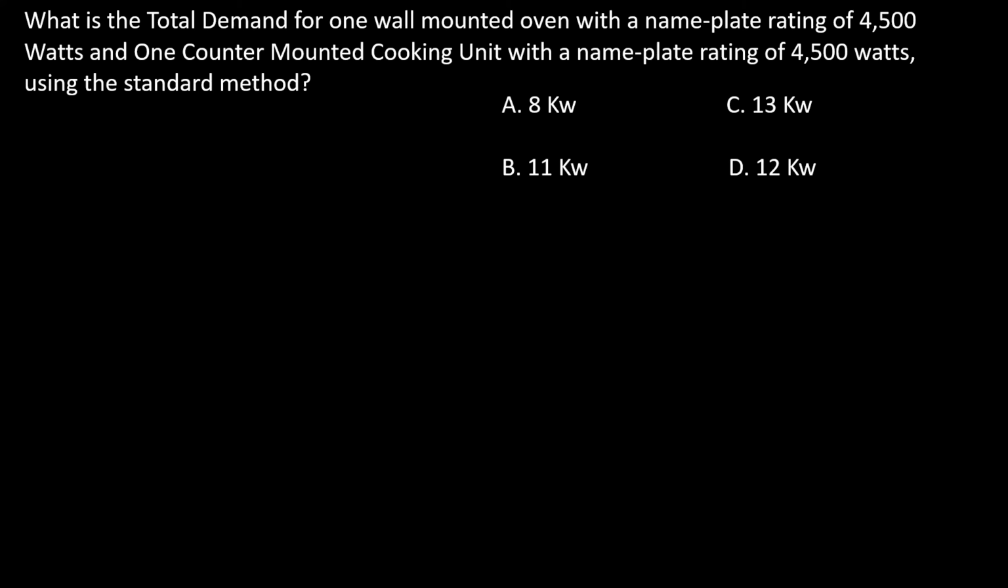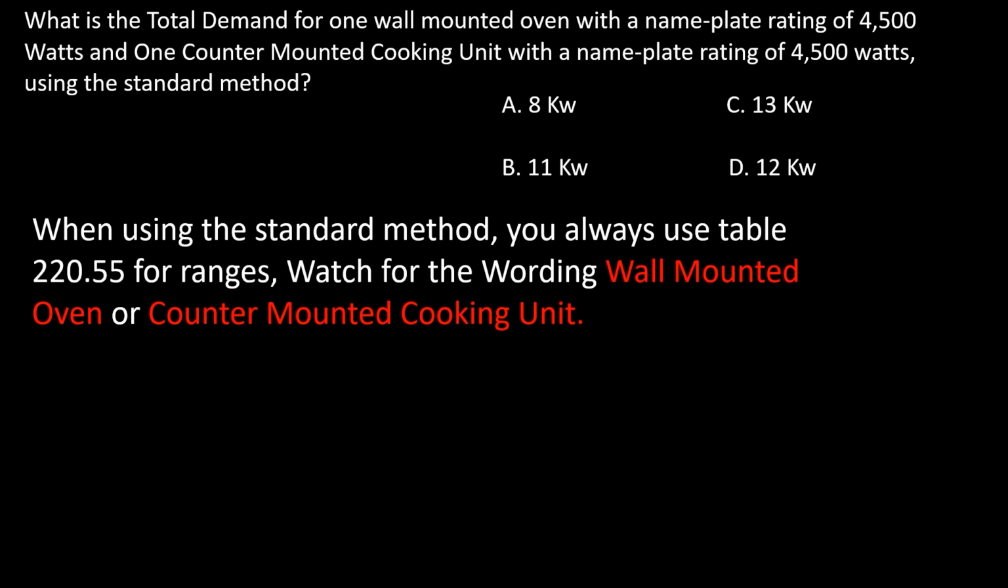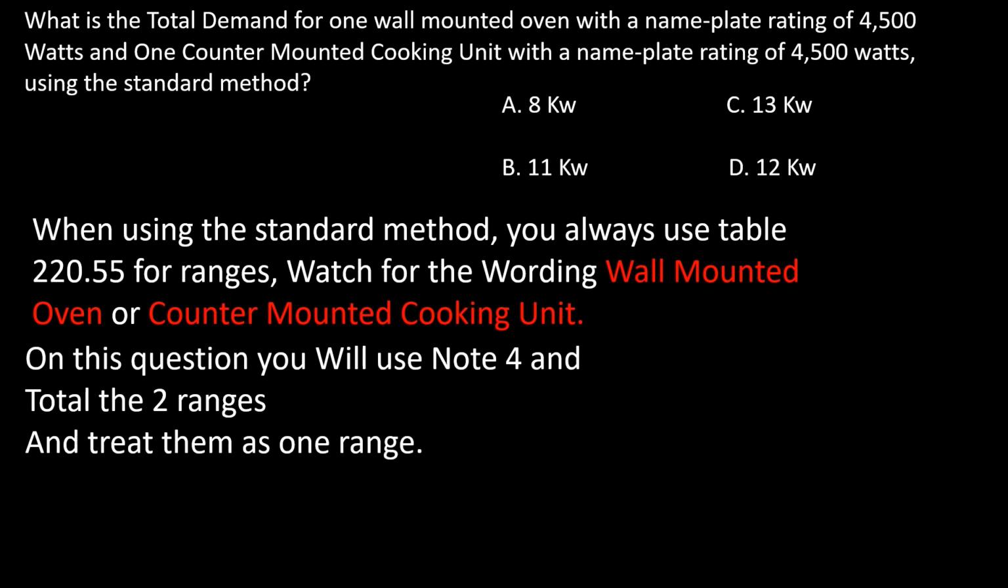What is the total demand for one wall-mounted oven with a nameplate rating of 4,500 watts and one counter-mounted cooking unit with a nameplate rating of 4,500 watts? We're in table 220.55. We're being careful to watch out for words like wall-mounted oven or counter-mounted cooking unit. That's going to send us to a special part of table 220.55, which is in note 4. And in this case, it wants us to total the two ranges and treat them as one range.